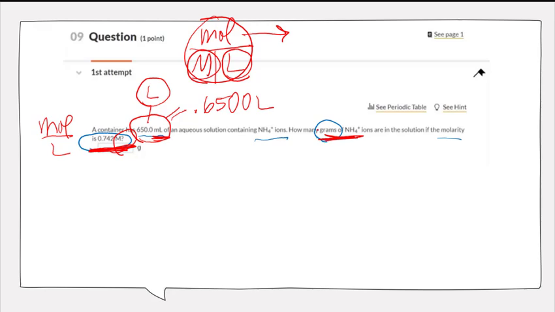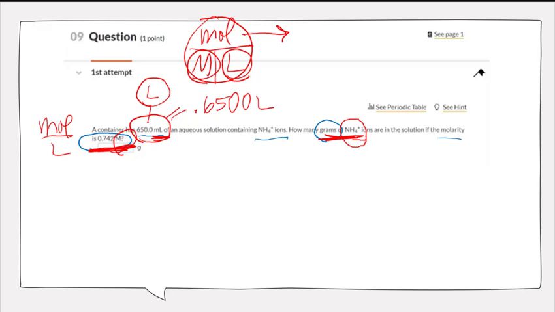So this is a very similar problem to what we've been doing. It just is worded a tad bit different because it started with milliliters, so we have to get it to liters. And maybe you got a little thrown off by the ammonium ions. And this is just the same thing. We're going to need to find moles and then convert moles to grams by looking at the periodic table and finding the molar mass of 1 N and 4 H's. Okay, so let's get started.